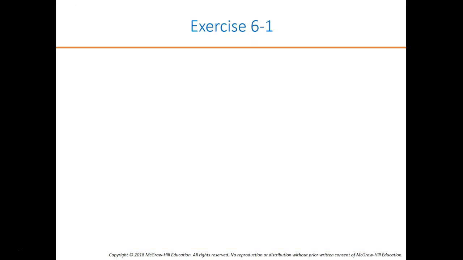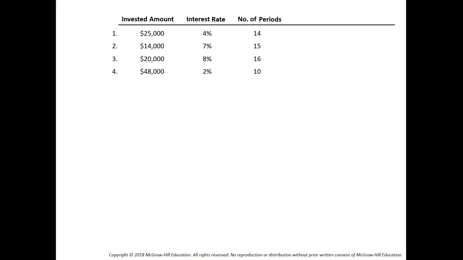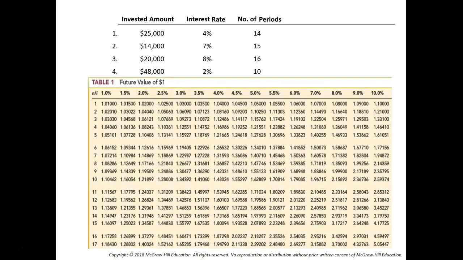Let's take a look at exercise 6.1. So determine the future value of the following single amount. Round factors to 5 decimal places and final answers to the nearest dollar amount. So in the first one, there was a $25,000 investment. The interest rate is 4%, and we have 14 number of periods.